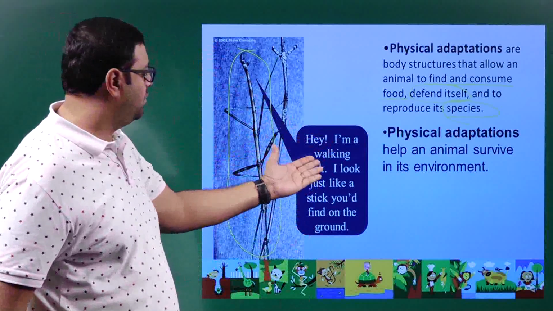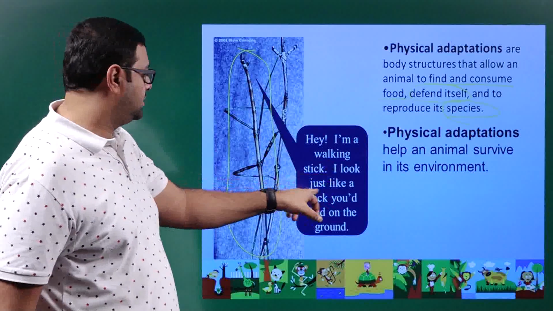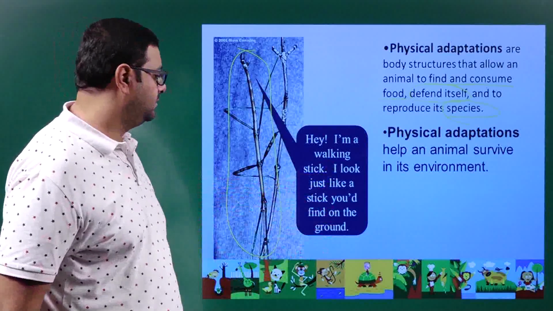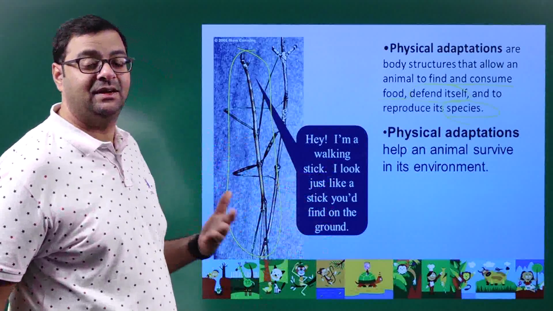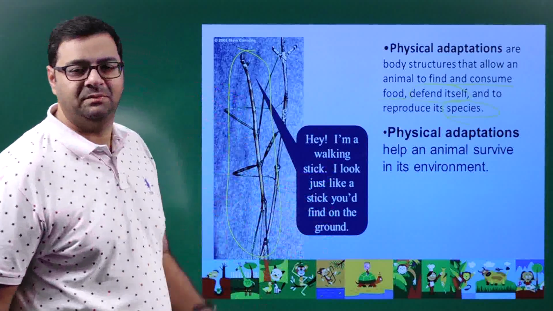Hey, I'm a stick. I'm a walking stick. I look just like a stick you would find on the ground. If it comes down onto the ground, you'll be able to make it out. But if it's on a twig, you'll not be able to make it out very easily.